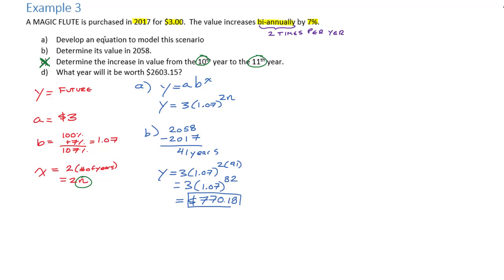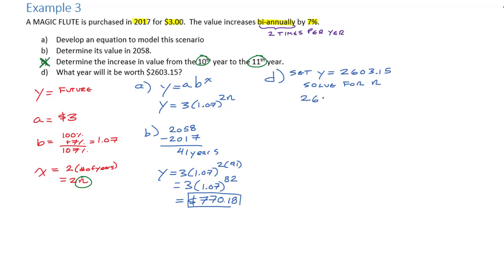I want to get to D. That's the one I'm really interested in right now. So part D, what year will it be worth $2,603.15? Let me set this up again. What we're basically doing here is setting y equal to the future amount, and instead of solving for y, we need to solve for n and figure out how many years have passed.